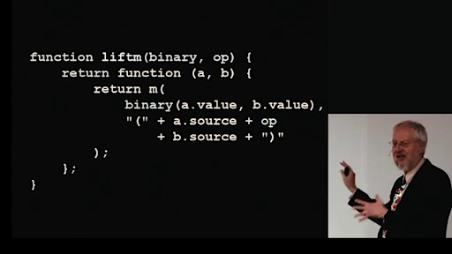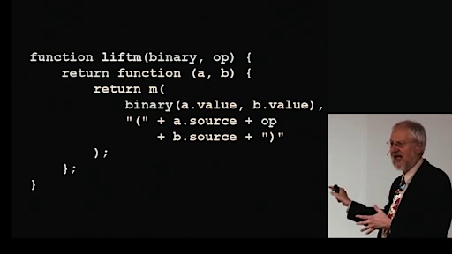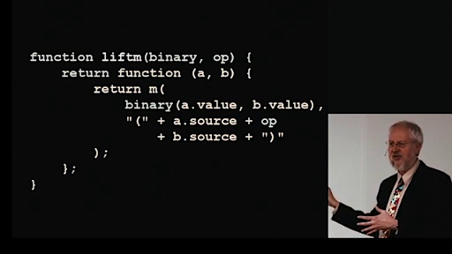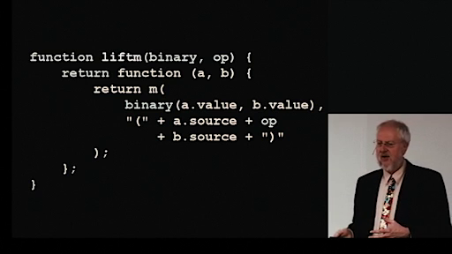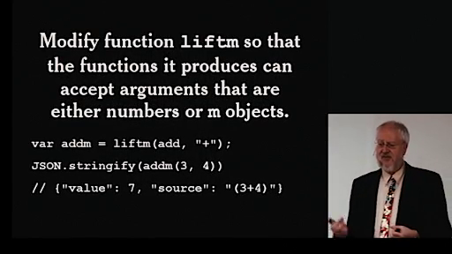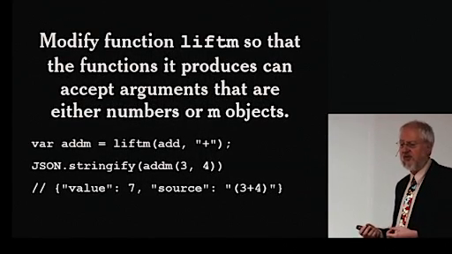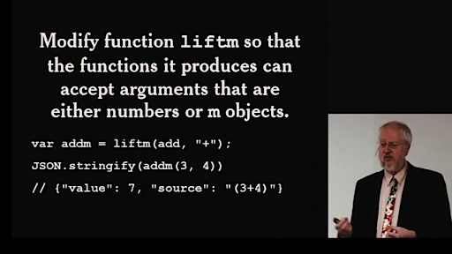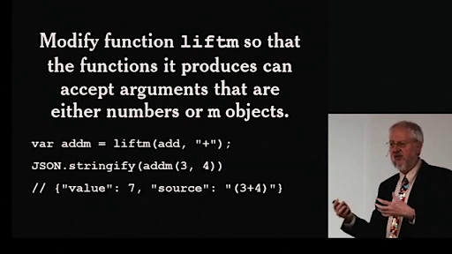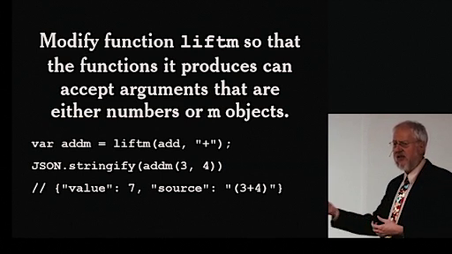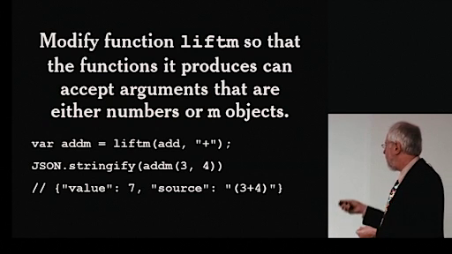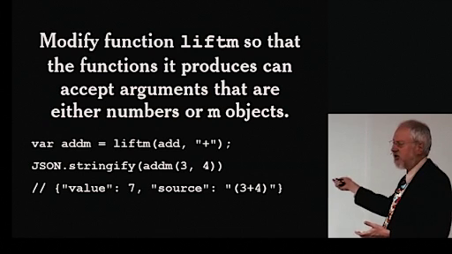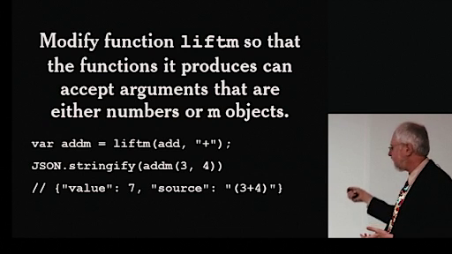So if you didn't get this function, you should have it now because we're going to use it again in just a second. So is everybody ready to move on? Okay, so here's the next problem. Modify function liftM so that the functions it produces can accept arguments that are either numbers or M objects. To make this a little bit easier to use, you can pass in any number. You don't have to explicitly wrap it with M first. So we'll just change liftM to do that. Okay?